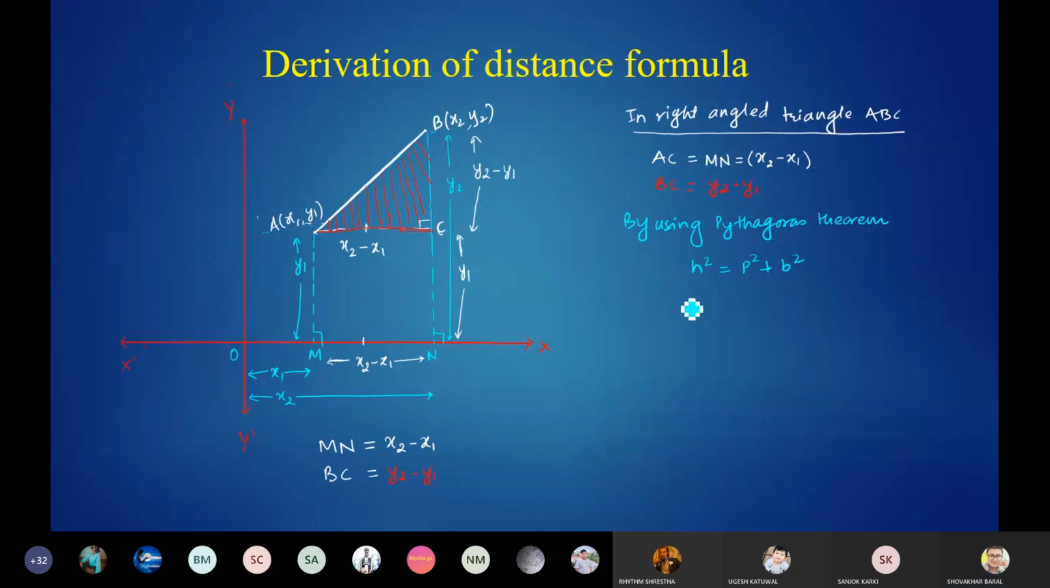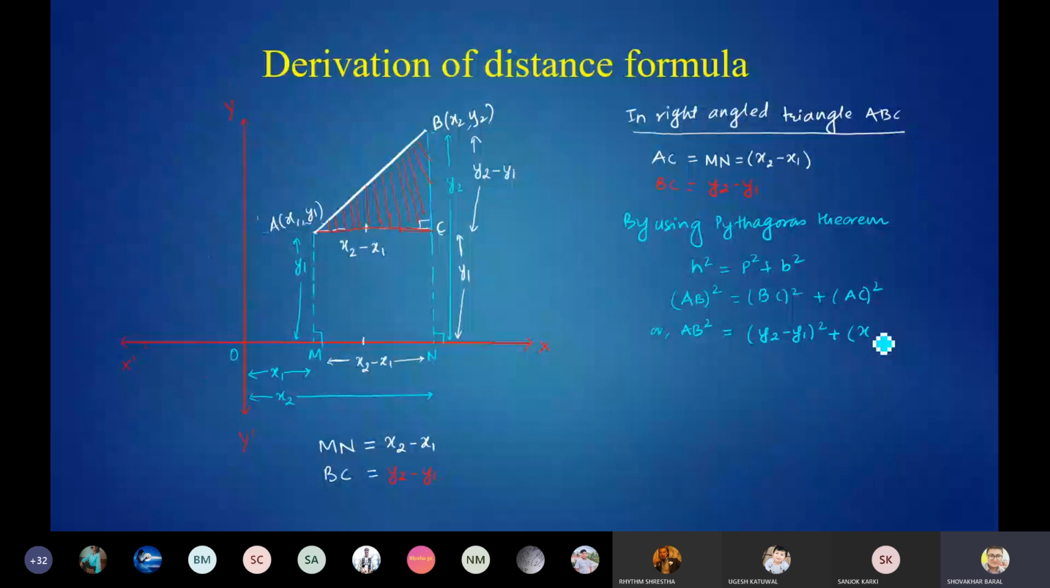Which is the hypotenuse in this? It will be AB. And perpendicular, you can suppose any side. Let me suppose it as BC, or you can suppose it AC also. Let me suppose it BC because it is on the other side. BC square, and the base is AC. If there is no reference angle, you can consider either one as perpendicular or base, it doesn't matter. So AB square, and we have BC, that is y2 minus y1 whole square, and we have AC, that is x2 minus x1 whole square.